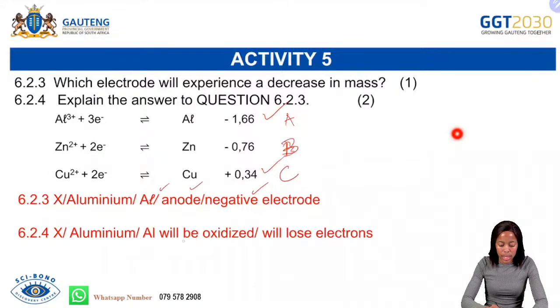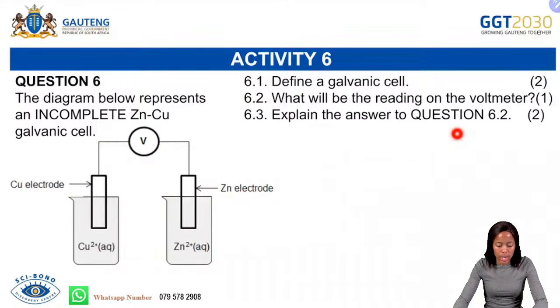That is where oxidation takes place. So the aluminium will be oxidized. There will be a loss of electrons. That is in terms of the aluminium there.